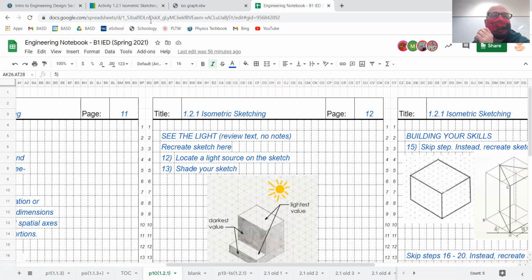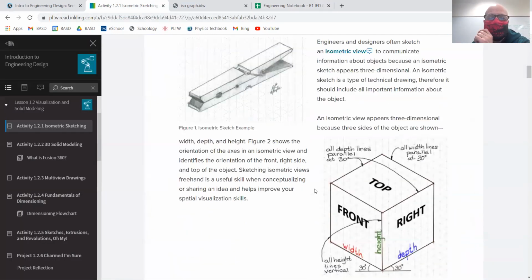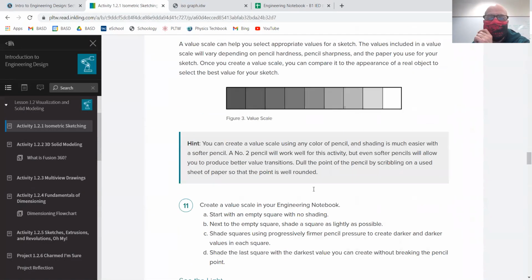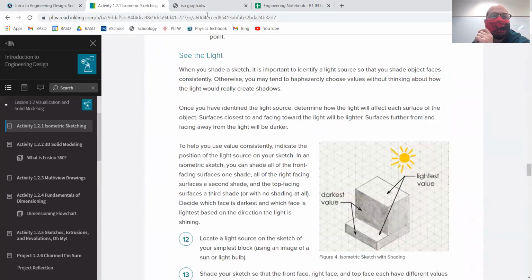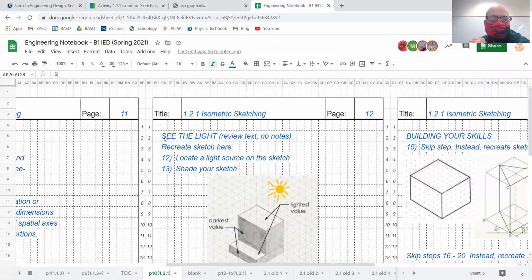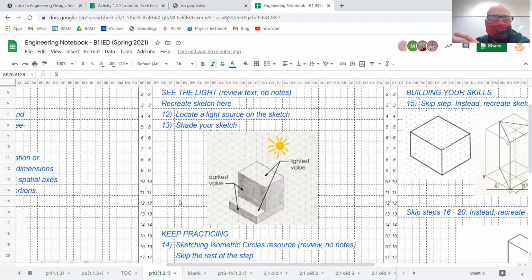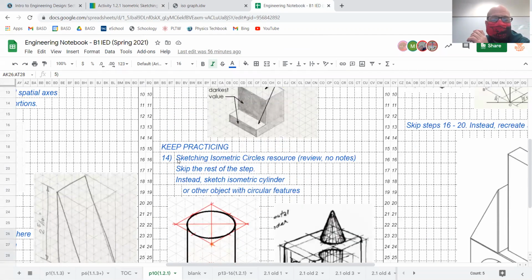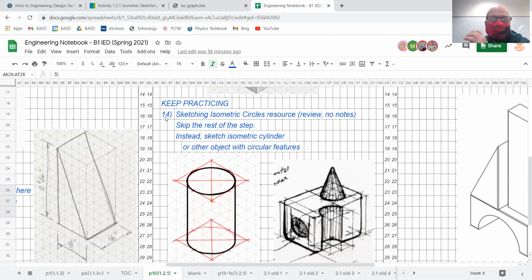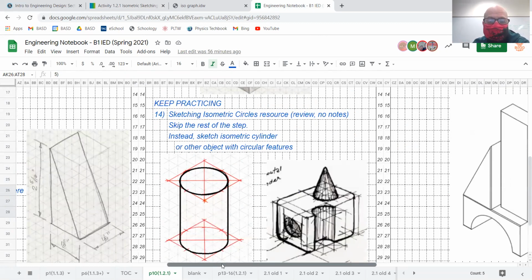And then remember the see the light section. Where is that? Remember this with the sun, floating in the sky. I do want you to make notes of that, but not much. Just do the sketch. I mean, the sketch itself. A picture is worth 1,000 words, that kind of thing. And so I just listed steps 12 and 13. And then the keep practicing section. I didn't really concern myself with the step itself, but I did want you to do sketches.